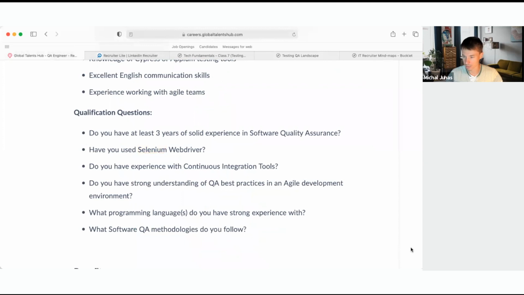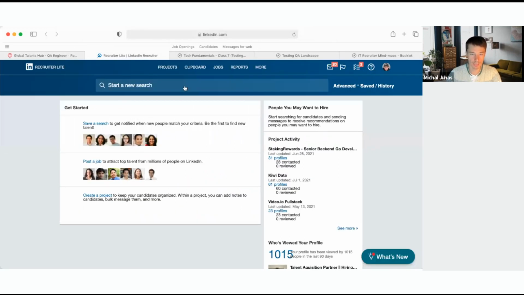So SDET, well, actually typed, SDET stands for software developer in testing. So someone who develops, but not new features, but rather tests. So then the question is, what do we do? How do we get this professional?